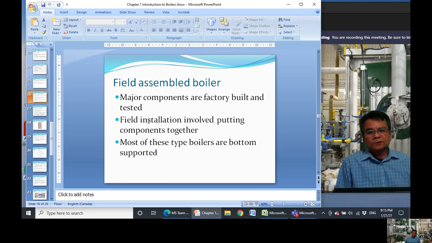Okay. Now, for the installation, all you have to do is put everything together. So the welding and everything is kept to a minimum. Most of this type of boiler is not really big. Now for a small or medium-sized boiler, you can just put it on a platform, build a cement pad, and then sit it on top, and that's it. You don't have to do anything. The package boiler can have a bottom support. So for this medium-sized boiler, you can do the medium-sized support too.